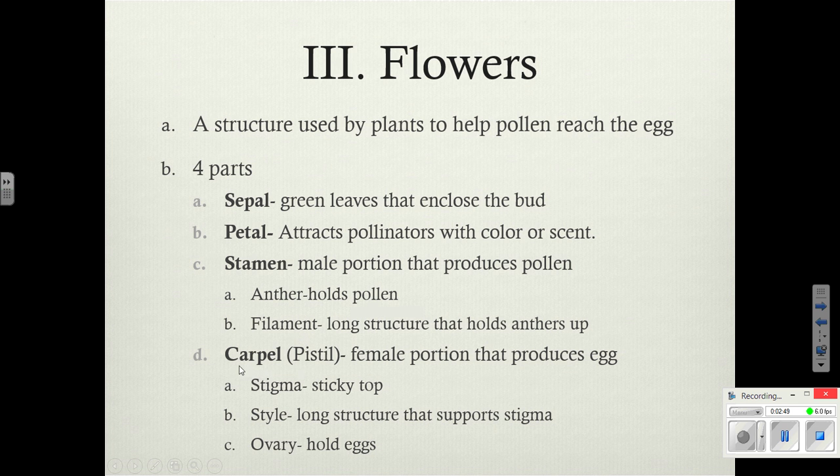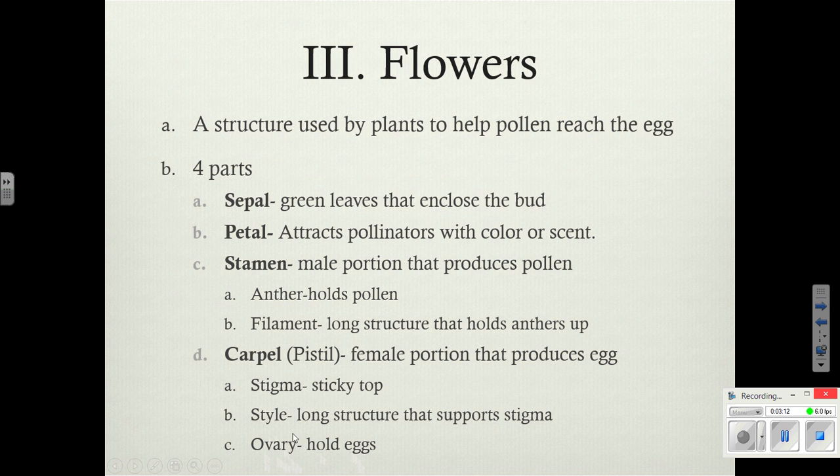And then the female part of the plant is called the carpel, also known as the pistil. This is the part that's actually going to make the egg. That part has three separate parts. There's a stigma, also known as the sticky stigma. This is what the pollen's actually going to stick to. A style, which is a long tube that's going to go down into the ovary. And then the ovary is what's actually holding the egg.